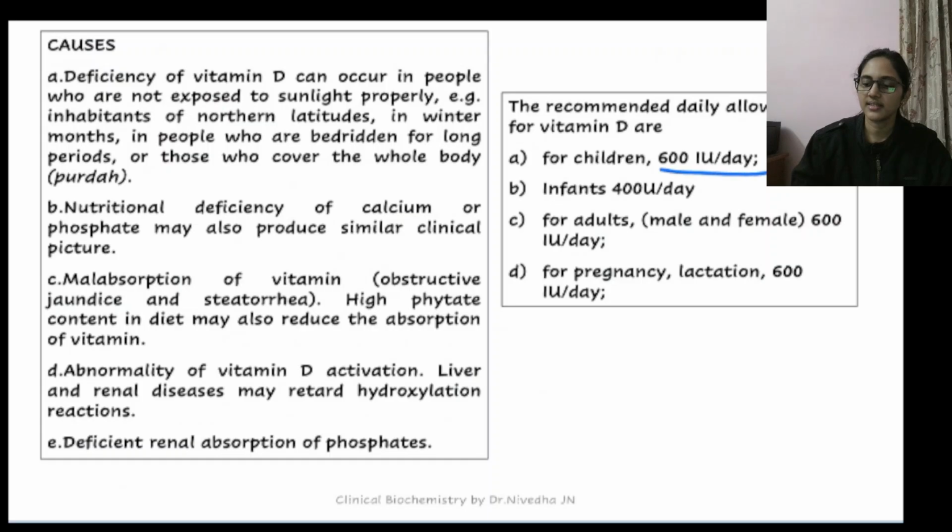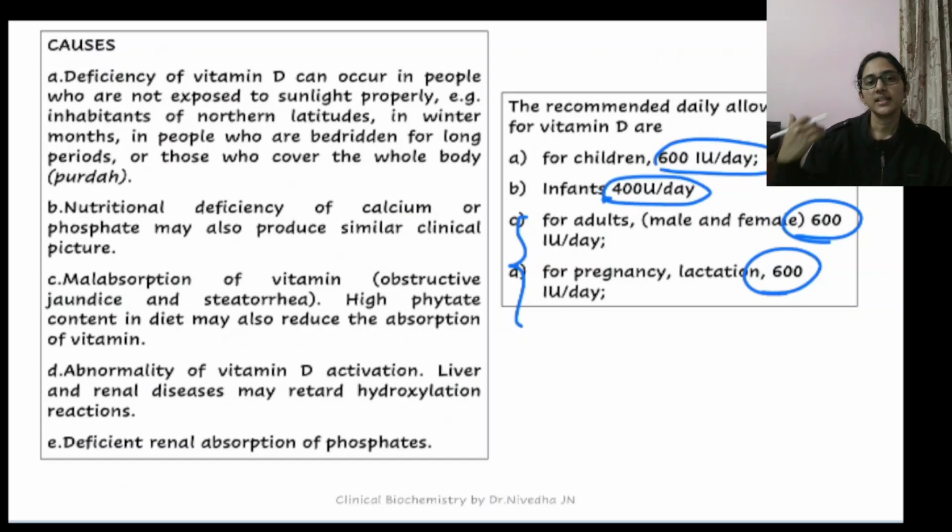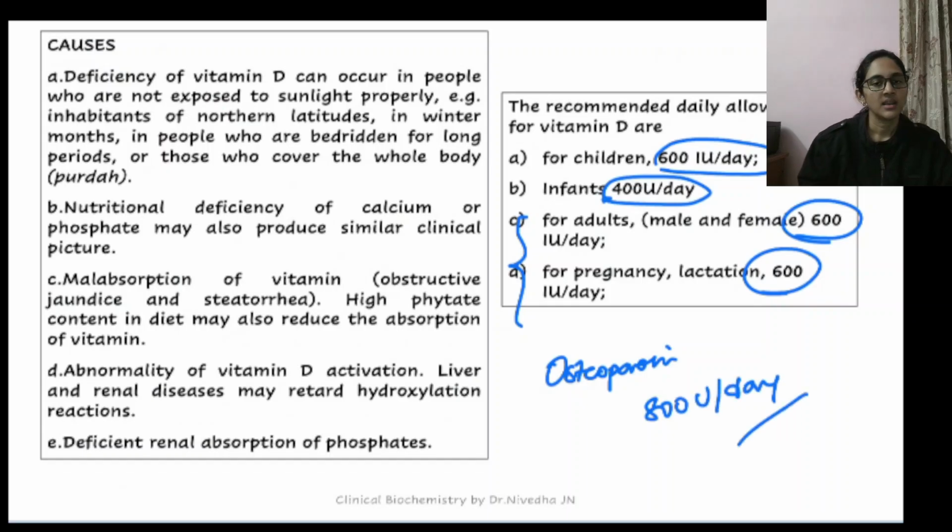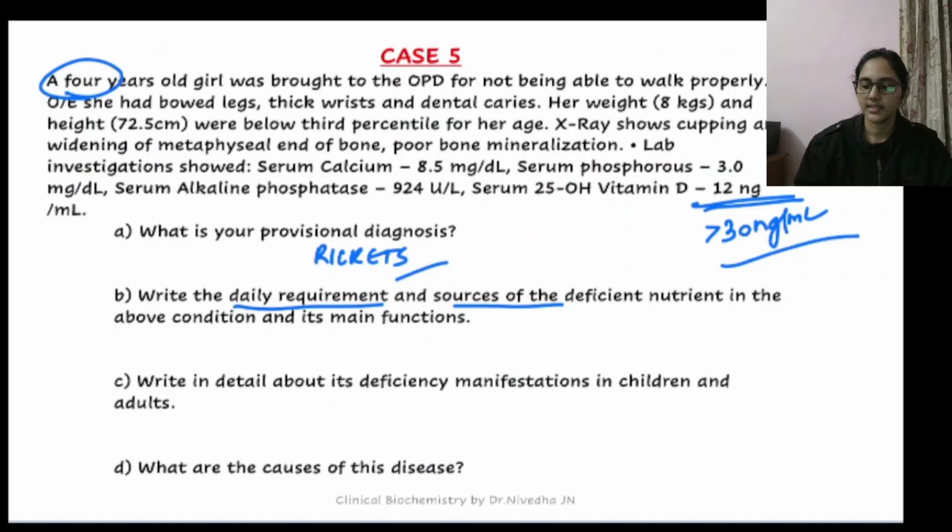Yes, for children it's 600, for infants it's 400, for adults and in pregnancy it is 600 units per day. When there is increased demand, or when you're treating osteoporosis, you can give up to 800 units per day. Right, so this is the RDA that you can learn.